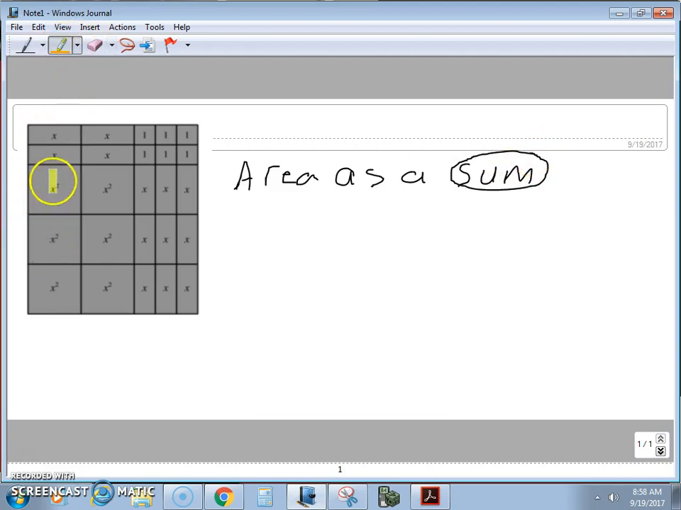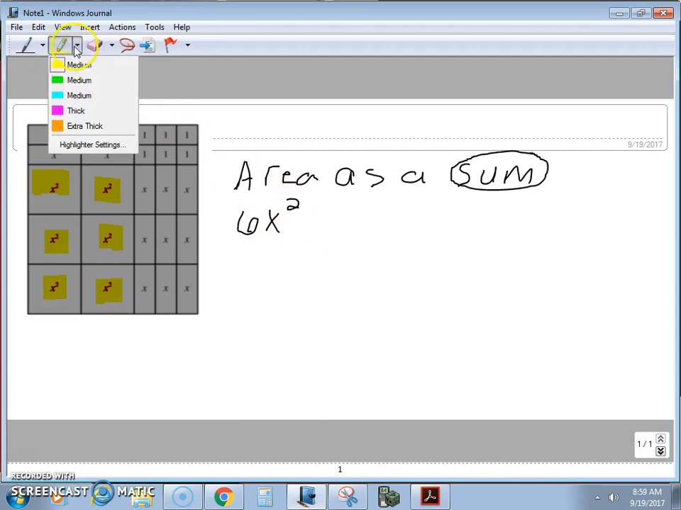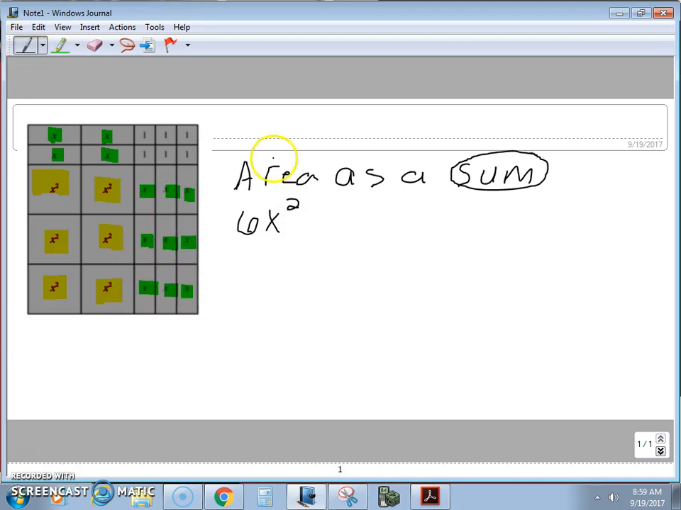So if I add up all of the x squareds, that's 1, 2, 3, 4, 5, 6. So I have 6x squared. And then I'm going to add up all of the x's. 1, 2, 3, 4, 5, 6, 7, 8, 9, 10, 11, 12, 13. So I'm going to add 13 x's and then add up all the ones, and there's 6 ones. So this is the area of that rectangle as a sum of its parts, right?